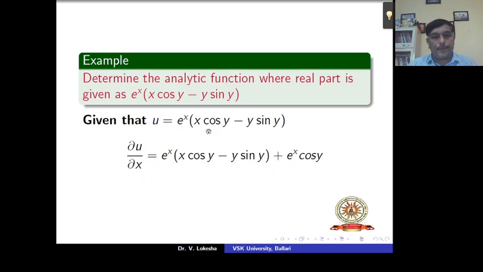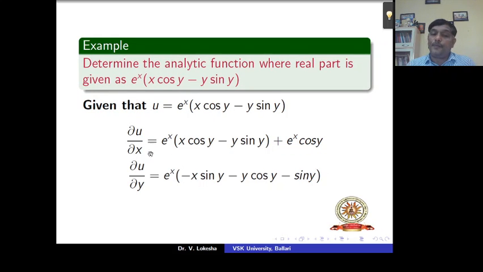is equal to, here a product of two functions is there. First we can take one of the functions as it is and differentiate the other function with respect to x. Then take the other as it is and differentiate the first. Here e^x differentiated, then taken as it is; then e^x as it is, the derivative of x is 1, and cos y is the constant.